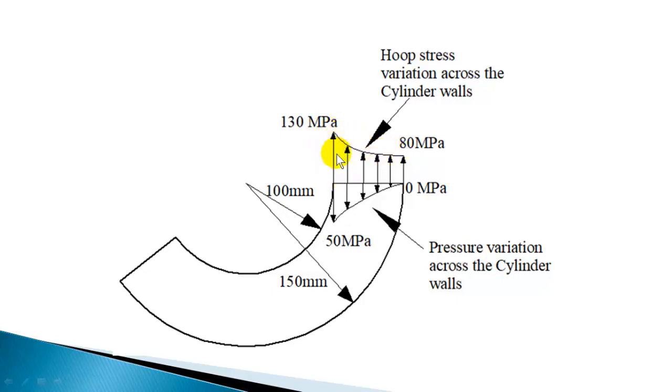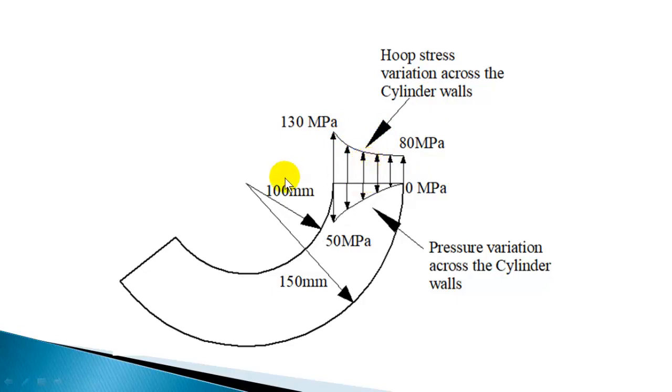Approximately, if every 100 megapascal you represent by 1 centimeter, you will get 1.3 centimeter. Approximate length you can take, but it should be proportionate. So this 1.3 centimeter, or 13 millimeter if you take, this you will get 8 mm. So here you take 13 mm, here you take 8 mm, so that will give a proportional height for this graph. So now you plot a curve, and that will give the variation of hoop stress across the cylinder walls.